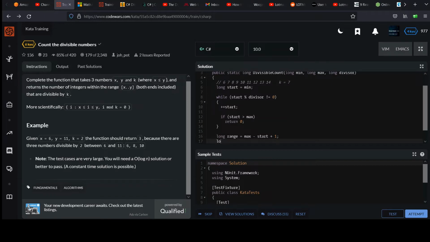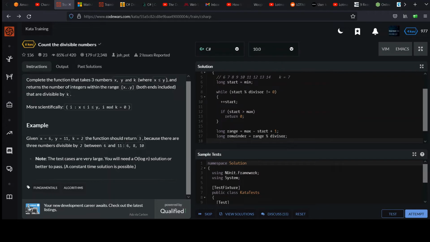I'm going to check if there's a remainder when I divide the number of elements that I'm looking at, the range, by the divisor. Remember, the modulo operator gives me the remainder, so I just called it remainder. And then the idea is that I can return range divided by divisor, and then I might have a couple extra slots. We'll walk through some examples, so just hear me out.